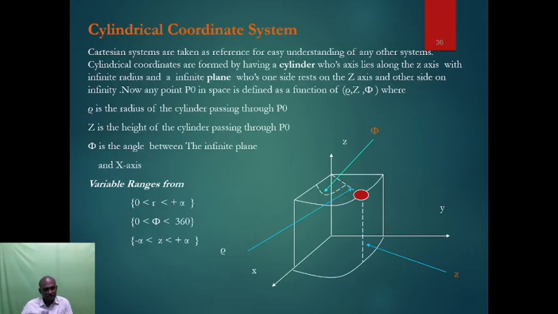In cylindrical, we have the limitations. The r distance is from 0 to infinity, phi varies from 0 to 360, and z varies from minus infinity to plus infinity. So it is in the z direction, going upward and downward from minus infinity to plus infinity.